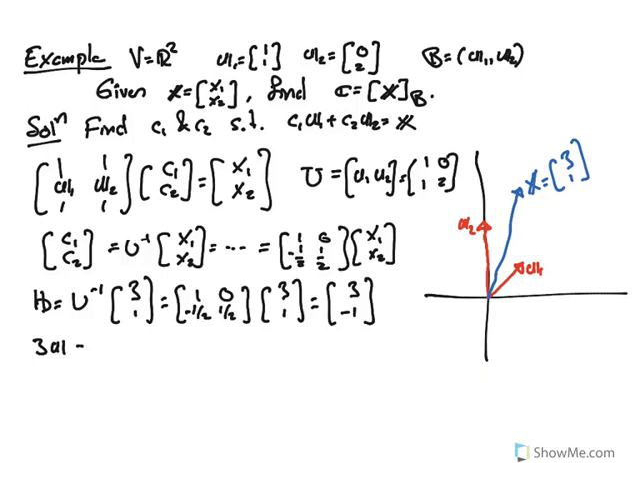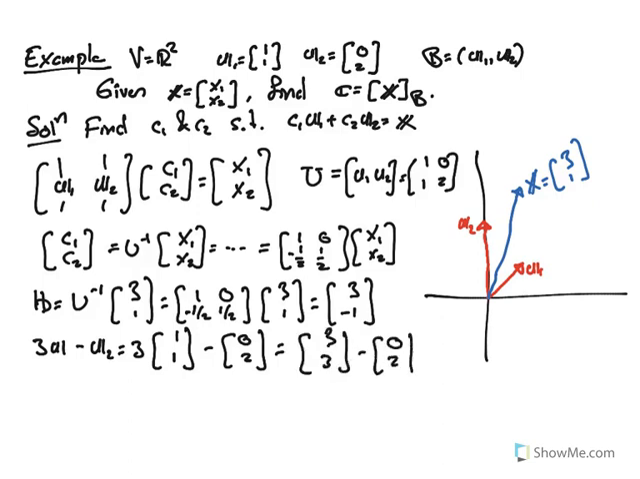u1 minus u2. What does this work out to? So (3, 0) minus (1, 2)... no, (3, 3) minus (0, 2) is (3, 1), which is x. So it works.